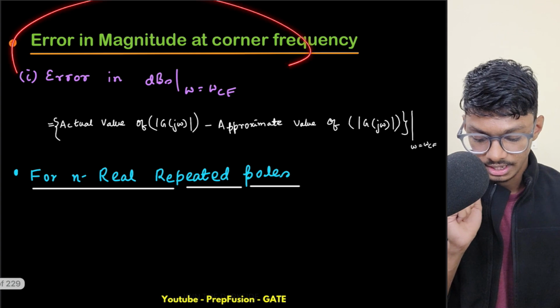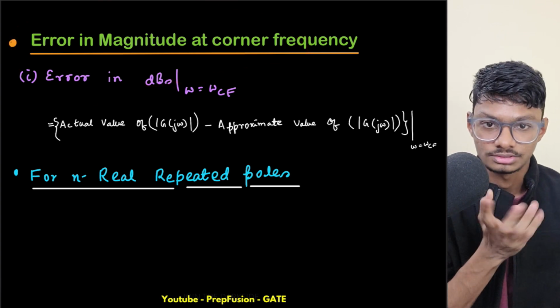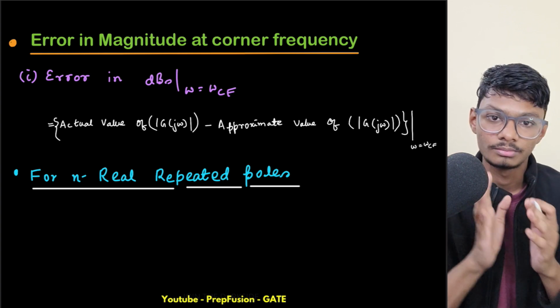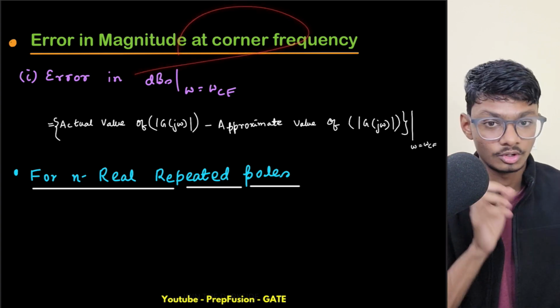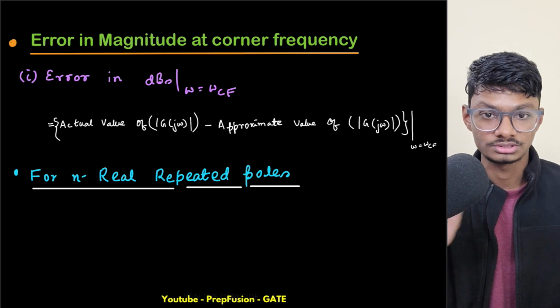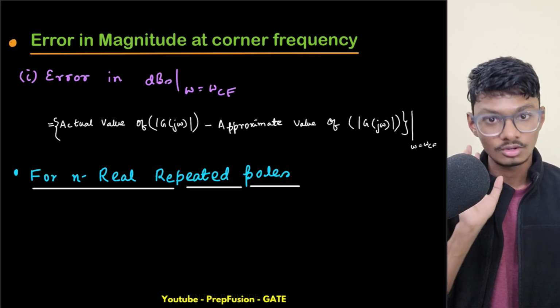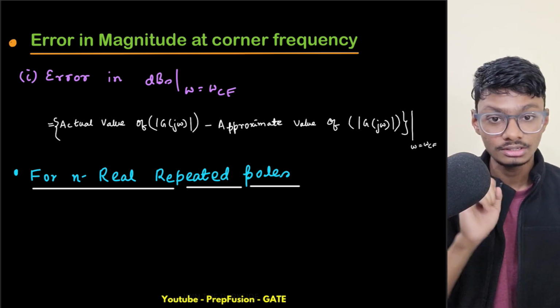So let's start with error in magnitude at corner frequency. Error can be anywhere, obviously, but mainly we're concerned with the corner frequency because, in the key points of Bode plots, I've already told you that the maximum error that I get is at the corner frequency itself.